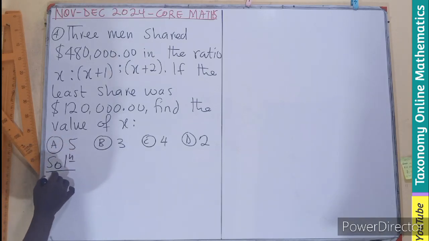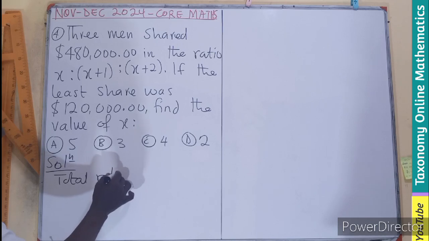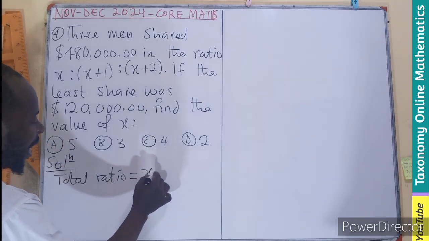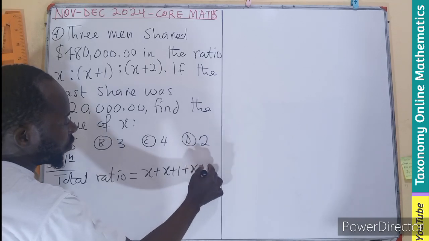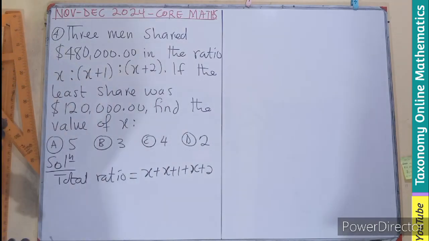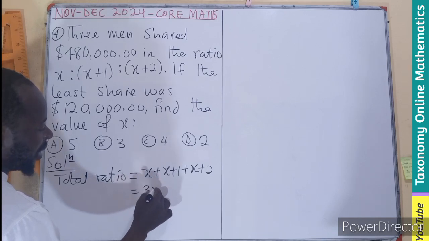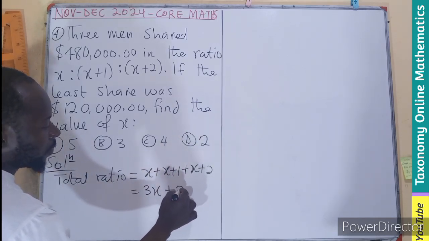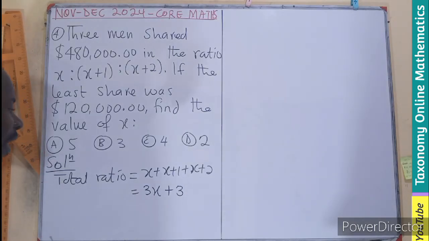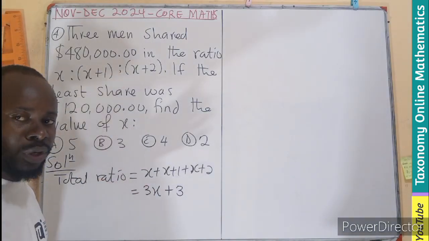First thing is to find the total ratio, which is going to be x plus x plus 1 plus x plus 2. Adding the three ratios together, x plus x plus x will give us 3x. 1 plus 2 will also give us 3. Alright, so this is the total ratio.